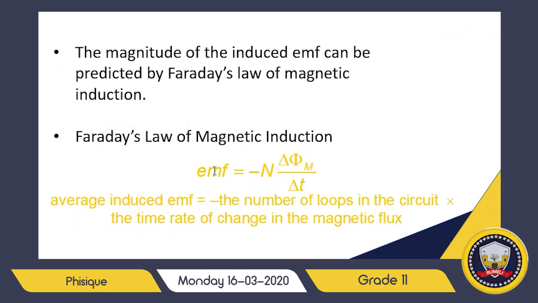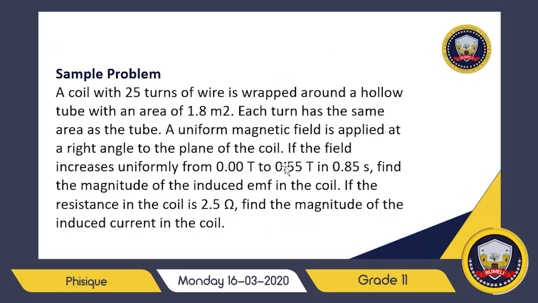So again, the electromotive force comes from the change in flux. That means we have something changing inside the magnetic field. Here we have B initial, the initial magnetic field, and the final magnetic field, which is B final. B initial is equal to 0 and B final is equal to 0.55 Tesla in 0.85 seconds. Find the magnitude of the induced EMF in the coil if the resistance of the coil equals 2.5 ohm, and find the magnitude of the induced current.